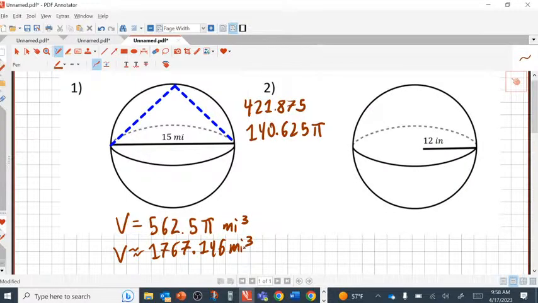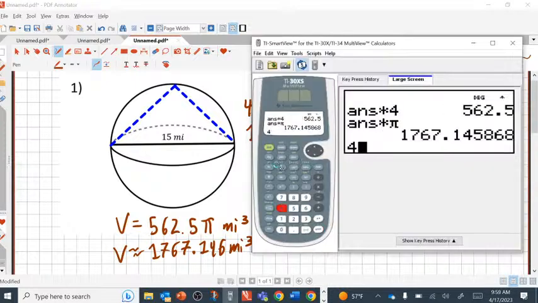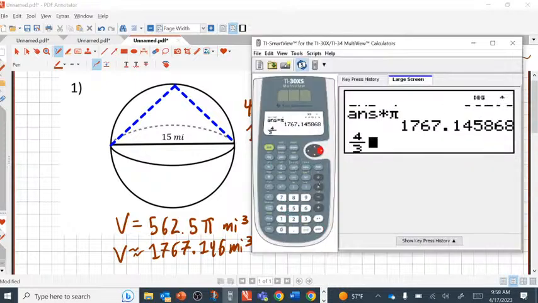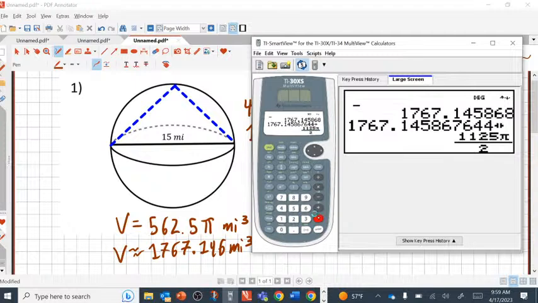Okay. Yes, Luke. Sure, absolutely. So 4/3, that's how you do it with just the formula, times pi times 7.5 to the third. That'll give you the approximate. It kind of spits out a bit of a nasty exact, so you have to play with that a little bit. That's why you'll see me do it without the pi until the very end.